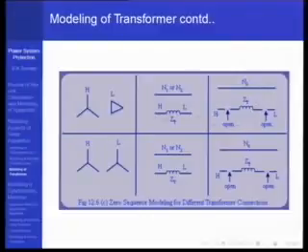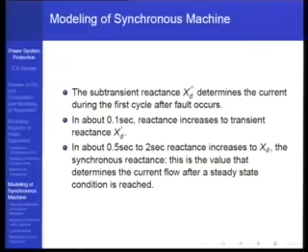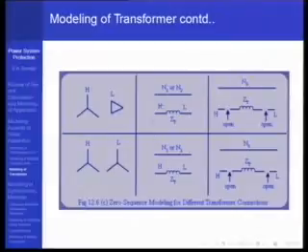Same issue here. Here it is open from here because it's delta and not grounded, therefore open from here. It's the leakage zero sequence impedance, correct. It is the zero sequence impedance here. Positive sequence here and zero sequence impedance here.